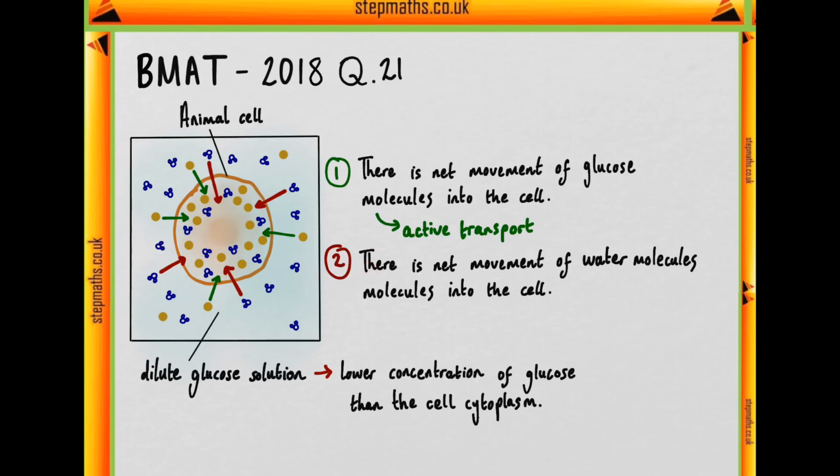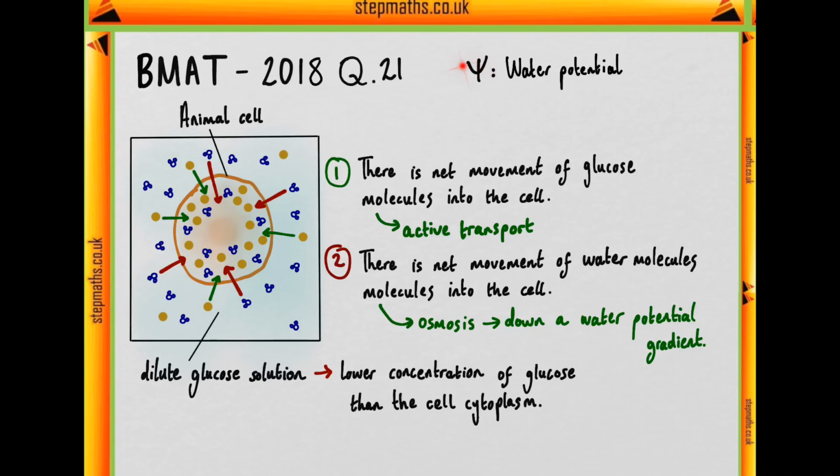Whereas in the case of our second type of movement, which is the movement of water molecules into the cell, that will be osmosis. We're going from an area of high to low water potential, down a water potential gradient. Water potential, represented by the symbol psi, is an index of how free water molecules are to move.